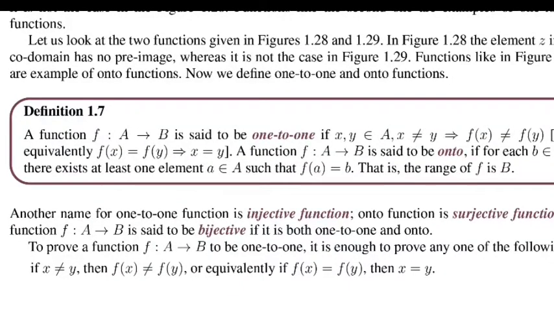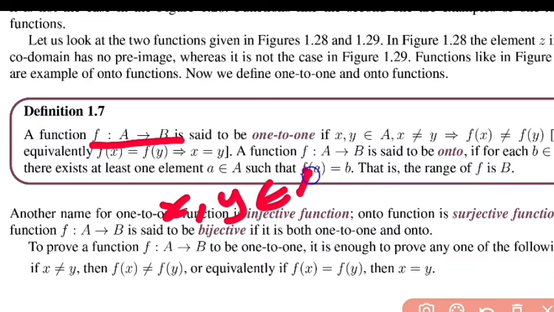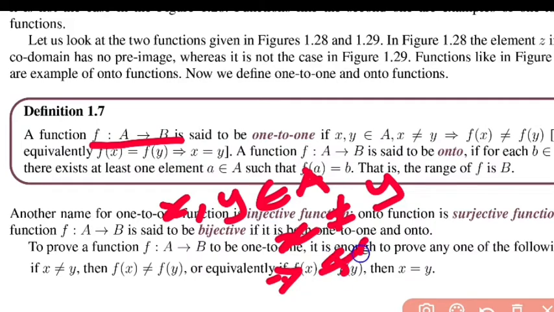Okay, we are going to see the definition of one-to-one and onto function. First, let's look at the one-to-one function. A function f from A to B is said to be a one-to-one function if x, y belong to A. Okay, so we assume that x is not equal to y, which implies that f of x is also not equal to f of y.